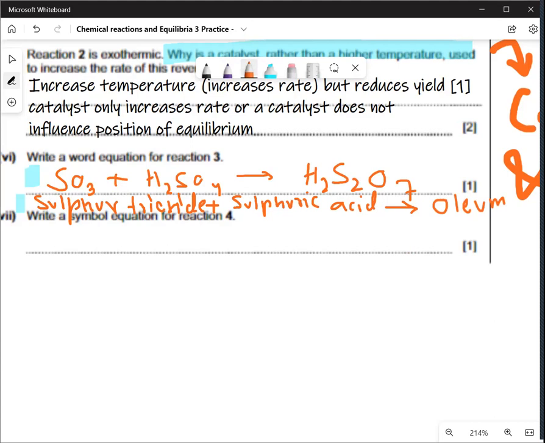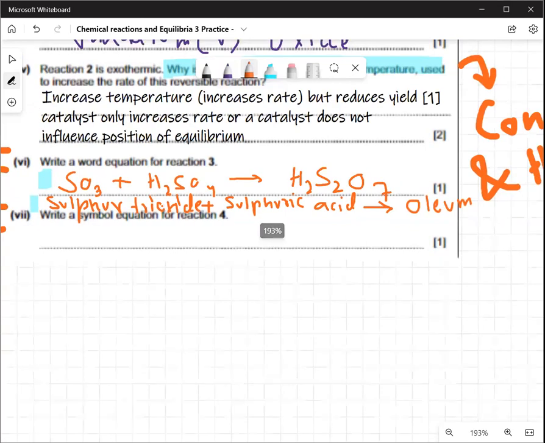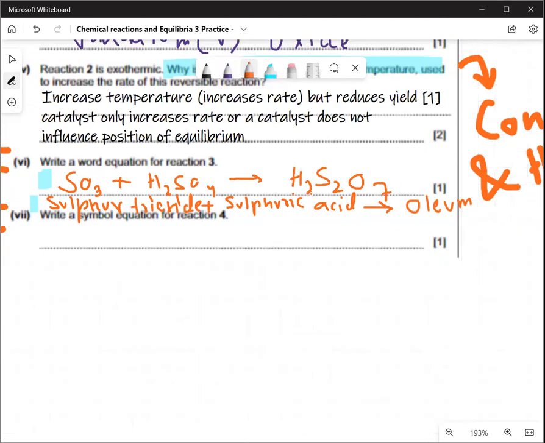Because if you know the chemical equation, you can write the word equation. But if you have any difficulties, there's no problem. Just write this down. Done? Done. Okay.